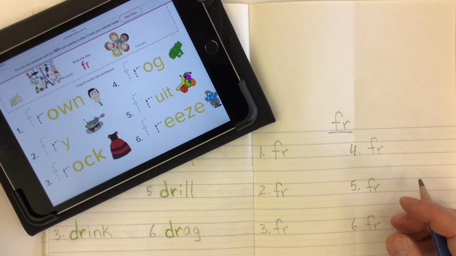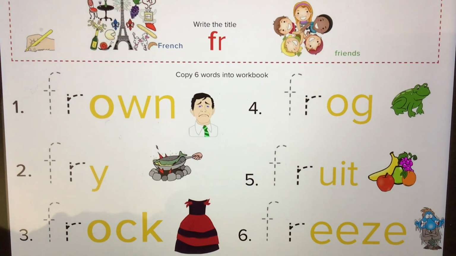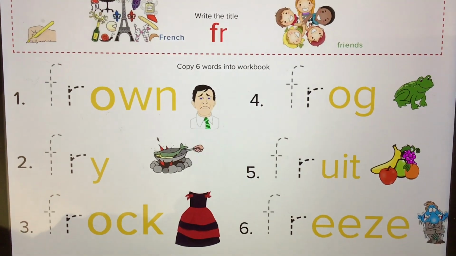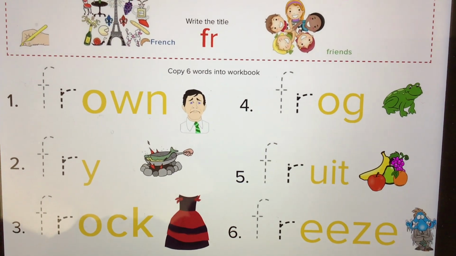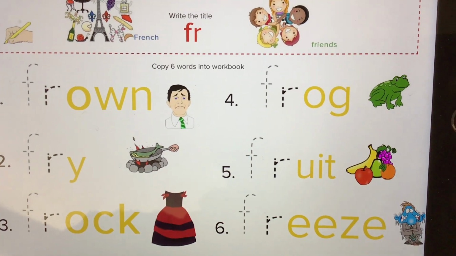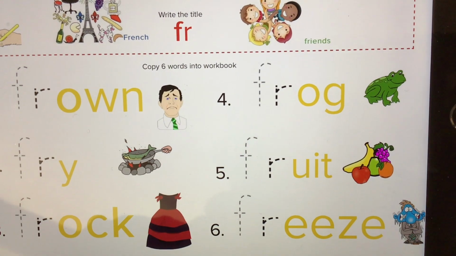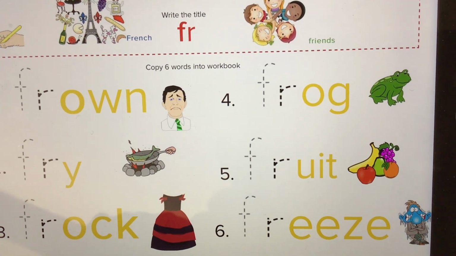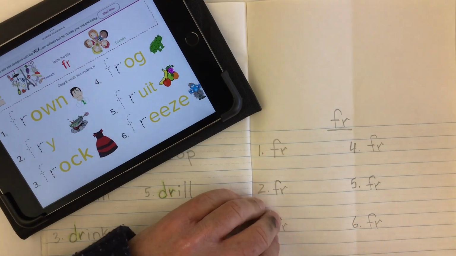Let's look at some consonant blend FR words. FR can be found in words like frown, fry. An old-fashioned name for a dress is a frock, a frog, fruit, freeze. Or words like French and friends. So let's go ahead and copy in our words.